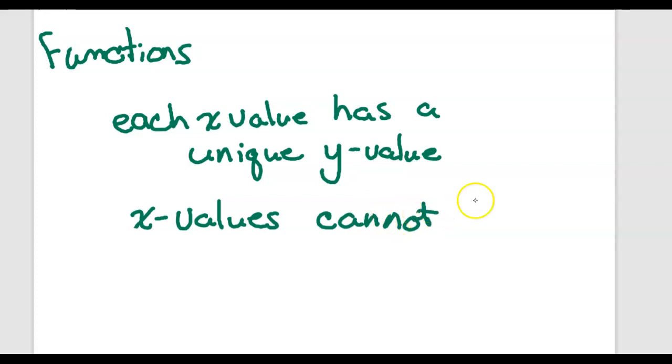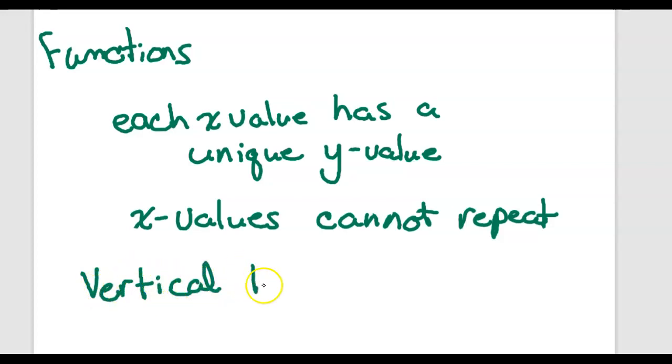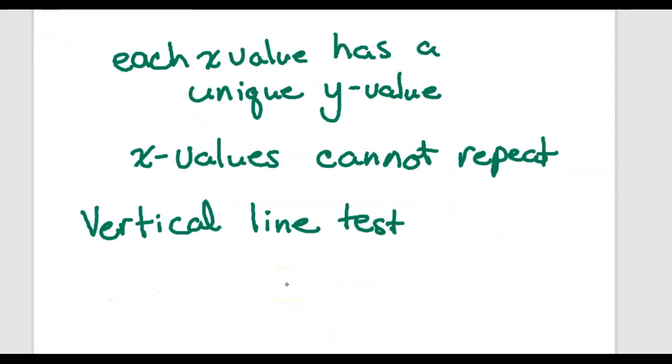And so when we look at something on a graph, we can also use what we consider the vertical line test. And when we get to graphs in a moment, I'll explain what that vertical line test is actually doing.